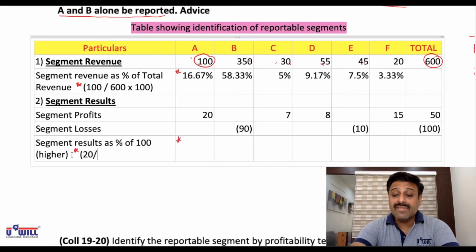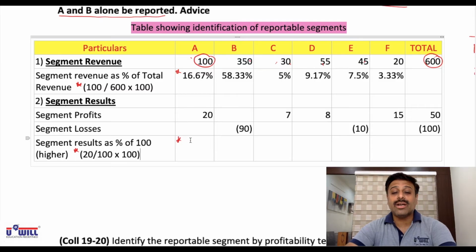20 divided by 100 into 100. But you use that shortcut method I gave you right just now. Do 20 divide 100 and press percent. Do you all get 20? Now directly press 90 and percent. Do you all get 90? Now directly press 7 and percent. Do you all get 7?